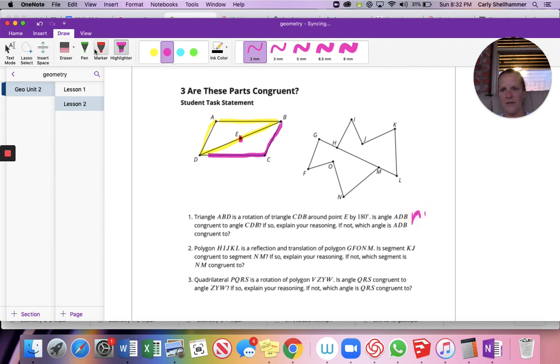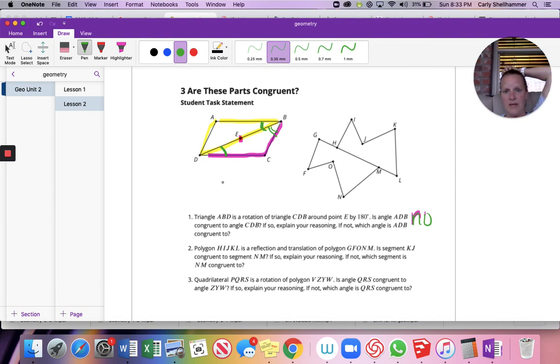Oops, I'm still in highlighter. They were asking if angle ABD, which is this one, is congruent to CBD, this one. Okay, no, because when we took the yellow triangle and rotated 180 degrees, ABD corresponds with BDC, because of that 180 degree rotation. Okay, we took point B corresponds with point D down there.